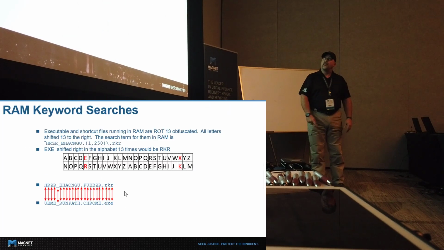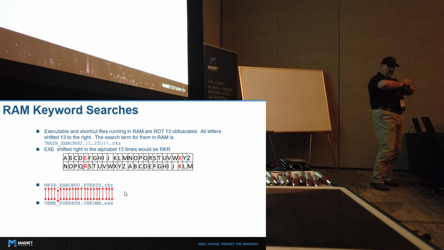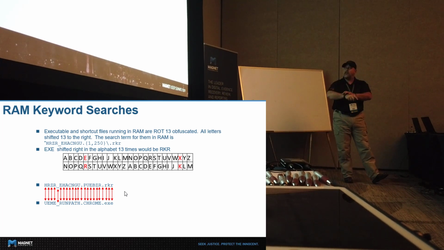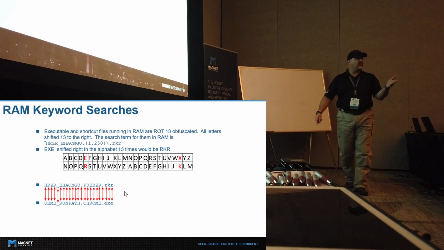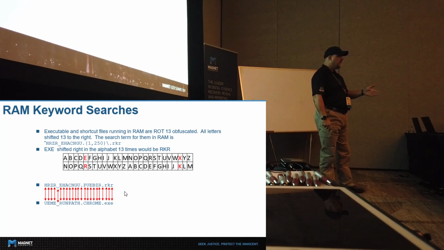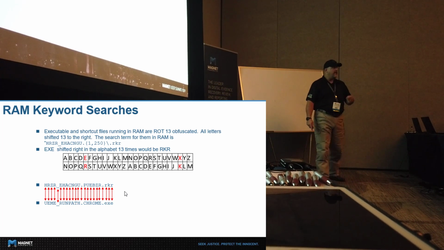All right. Let's talk about RAM keyword searches. Let's talk about RAM keyword searches in memory. Our memory searches, can we search in ASCII and Unicode? Sure we can. We always will, right? Just like we search on a hard drive. But there's one more thing.